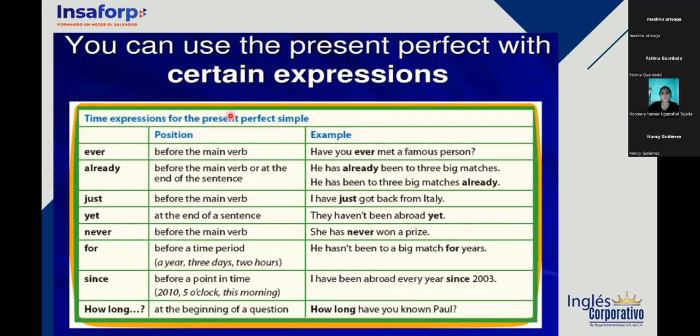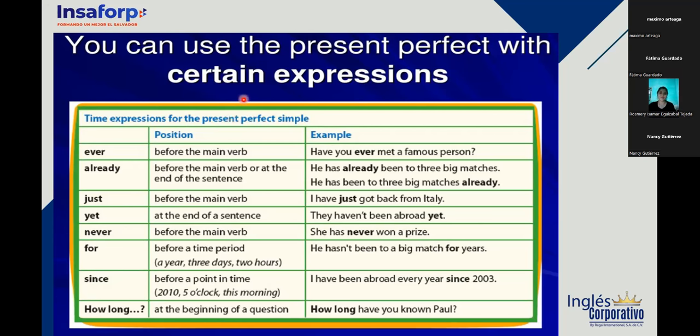Rosemary, that was good, okay. All right, so probably, I mean, I have never met a famous person. I have met a famous Salvadorian soccer player. Okay, that's good. Is that true, Fatima, or is it just an example too? Yes, it's true. It's a student, my work. She lives in France. Oh, wow. That's cool.